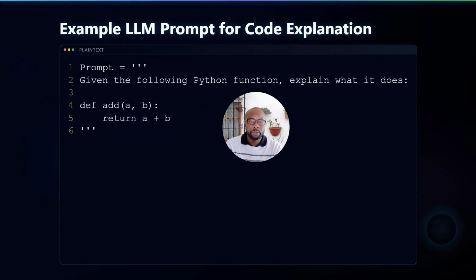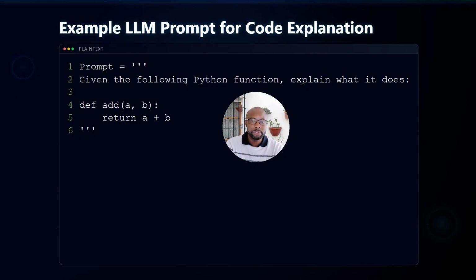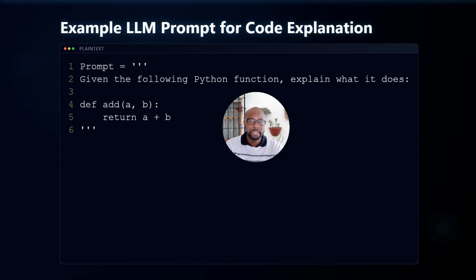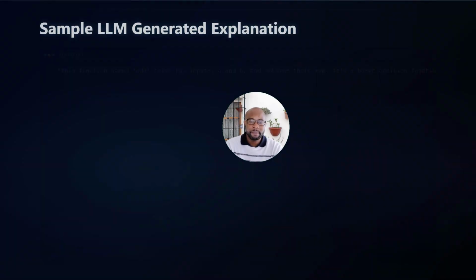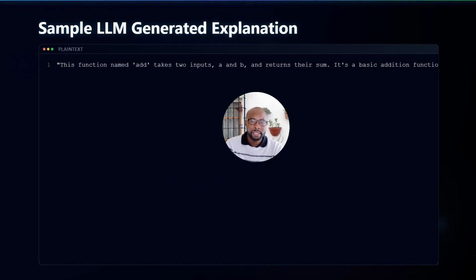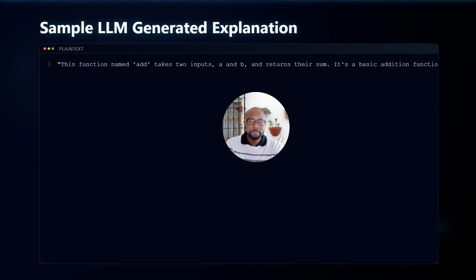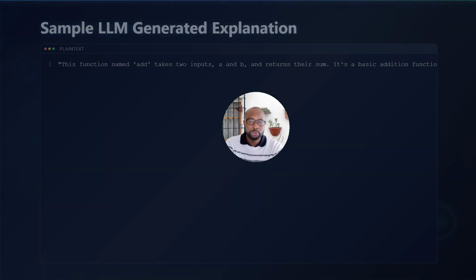Here's an example prompt you might send to the LLM with a retrieved function. Notice how the question guides the model to explain the code clearly. And here's a sample response from the LLM. It clearly explains the function's purpose in simple terms. This is exactly the kind of output that helps developers quickly understand code.